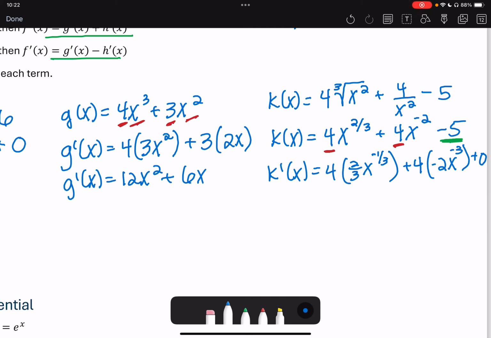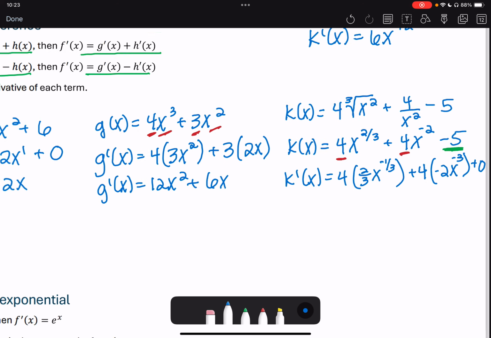Okay, so let's clean this up a little bit. So k prime of x. All right, I'm going to multiply the 4 times 2/3, which is 8/3, x to the negative 1/3. And then I'm going to multiply the 4 and the negative 2, which is negative 8, x to the negative 3. And then we can just drop the 0. Okay, so that is my derivative of the function k.